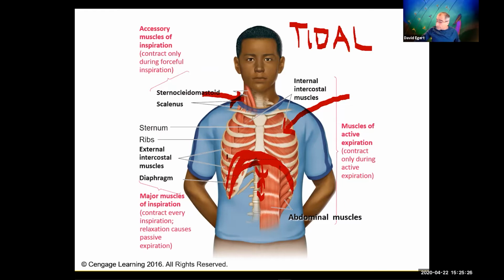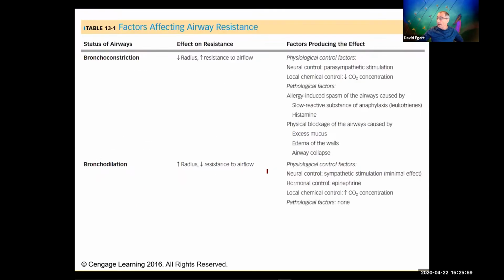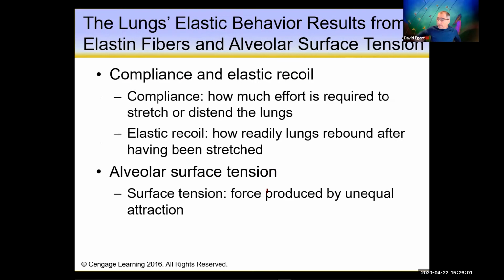And again, inspiration is always active. You have to contract muscles to increase the volume of your chest, therefore your lungs, to inspire. But expiration is typically passive. If you're just doing quiet breathing, you just relax and the chest gets smaller and the lungs then get smaller and pressure builds up and air moves out. This is going to come up when we talk about COVID in a moment.